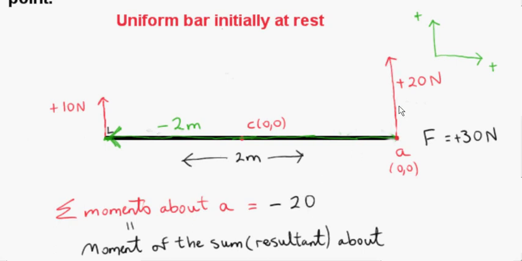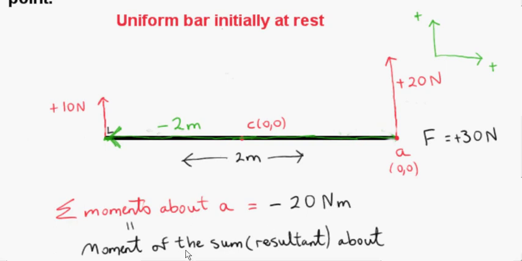Now, what about the moment of this force about the point A? Well, A is on the line of action of this force, so the perpendicular distance of A to this force is 0. So we have plus 20 by 0. Well, that's just 0. So our answer is minus 20 Newton meters. So notice that this answer is different from what we got before.